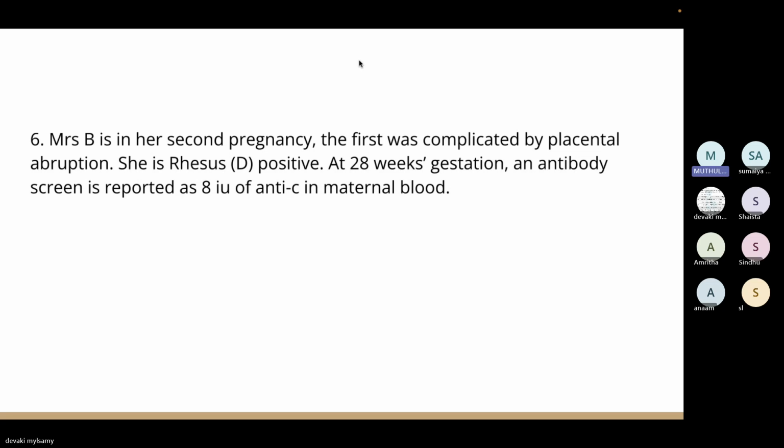And during delivery, the neonatology team will be involved for resuscitation of the baby, and the further plan will be made after the birth of the baby.